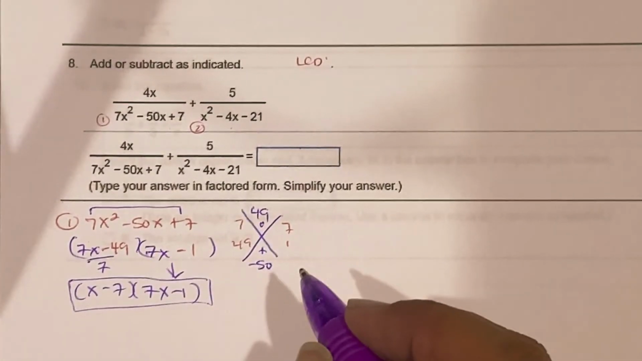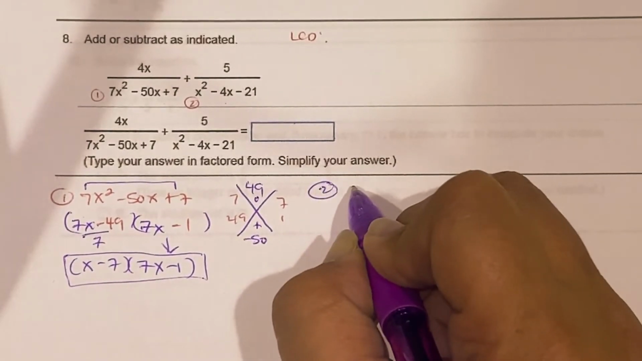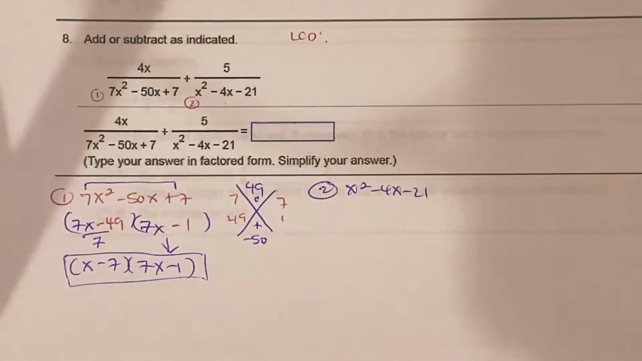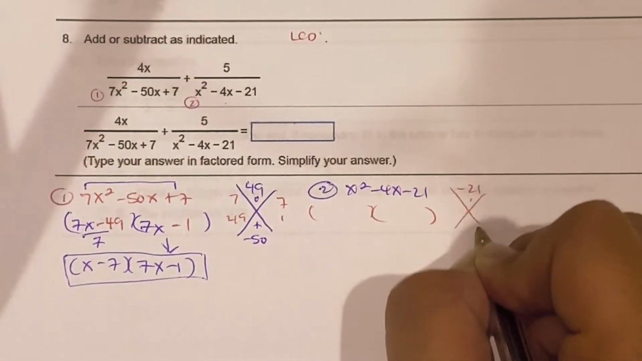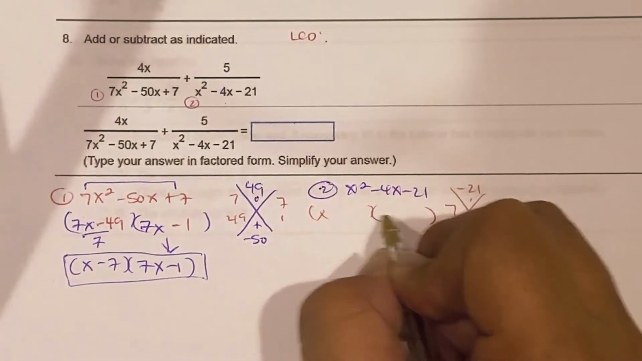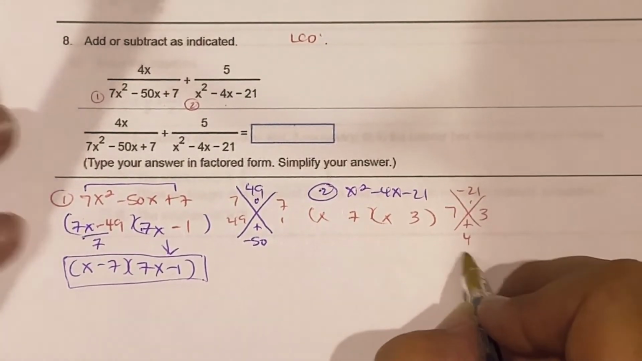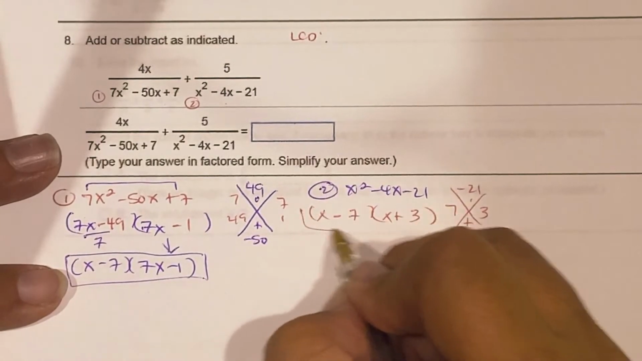The number 2 is x squared minus 4x minus 21. So it has to multiply to negative 21 and add to negative 4. Well, 7 and 3. I'm going to write 7 and 3. Now, in order for them to add to negative 4, the 7 has to be the negative and the 3 has to be the positive. So the second one is factored.